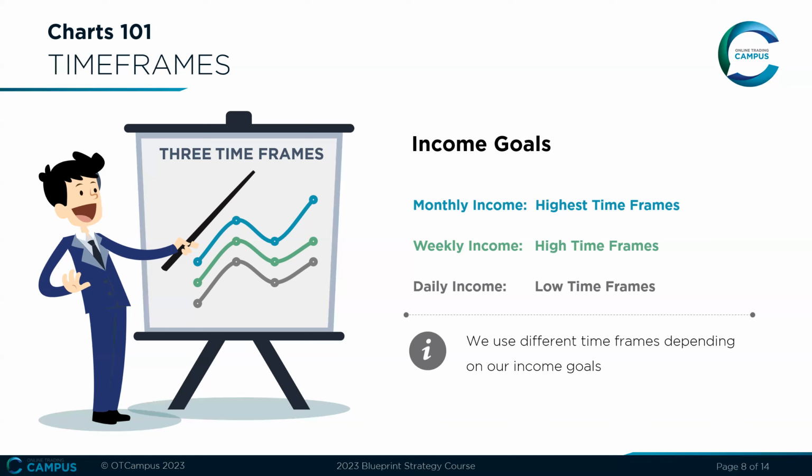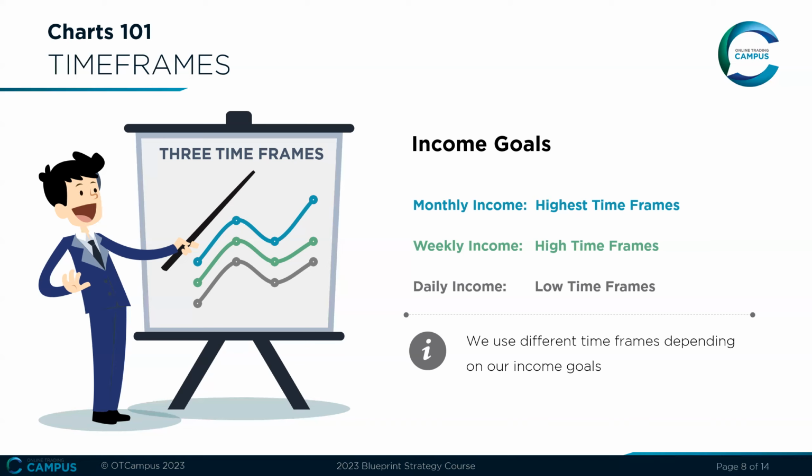So there are 3 different income goals. There's a monthly, a weekly, and a daily income goal. And depending on the income type, the time frames in terms of the charts that you're going to look at are also going to change.